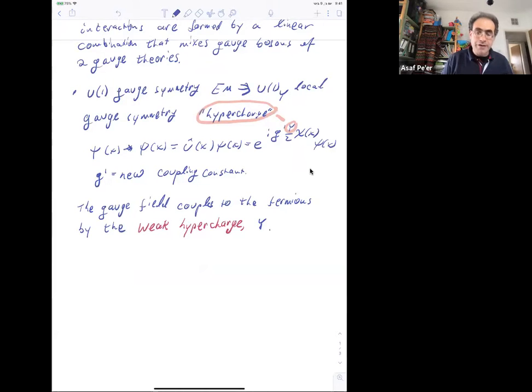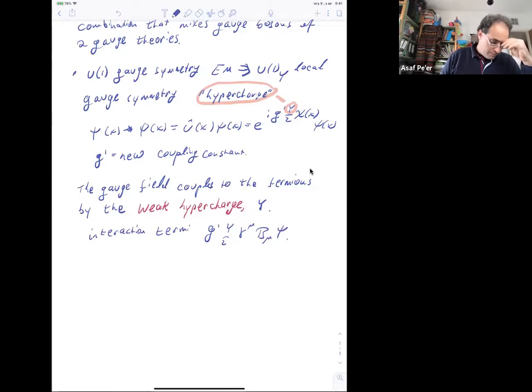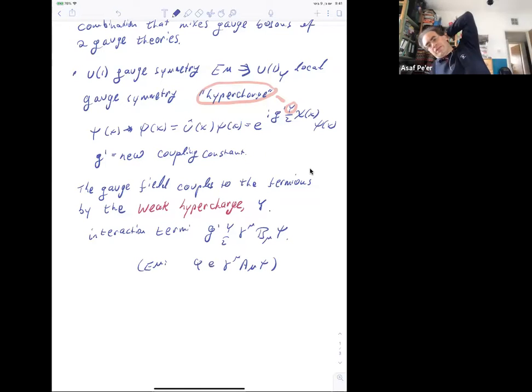The interaction term is g prime Y over 2 gamma mu B mu psi. So it looks exactly the same as we had for the interaction term of the electromagnetic. You remember for EM, you had Q e gamma mu A mu psi. And here, rather than Qe, we have g prime Y over 2, right? Just as every fermion has some electric charge Q, plus or minus 1, or 0, now every fermion carries some hypercharge, Y.